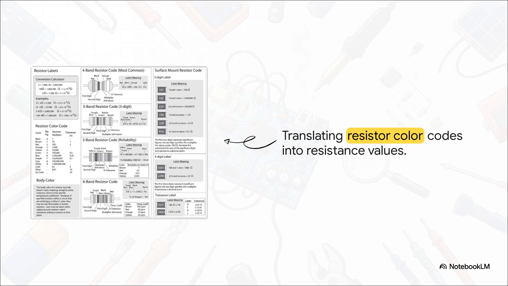Oh, and if you're dealing with those modern super tiny surface mount resistors, they usually drop the colors entirely and use a 3 or 4-digit numeric label, where the very last digit just tells you how many zeros to tack on at the end. It's a remarkably simple, highly efficient visual code.